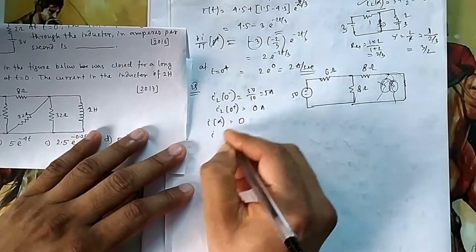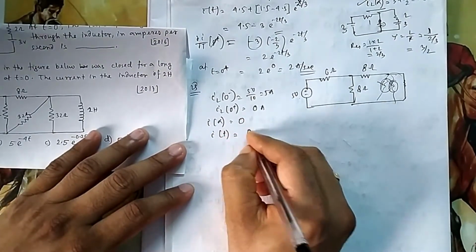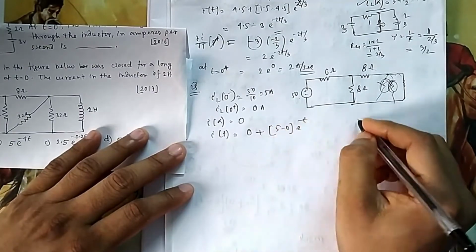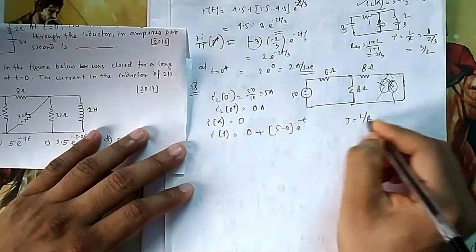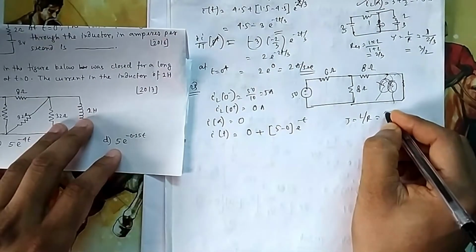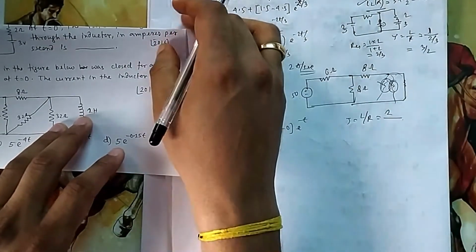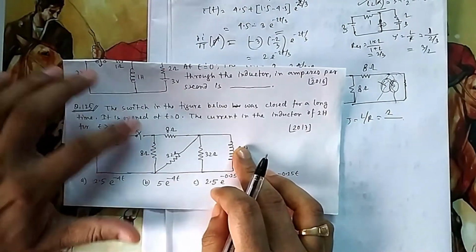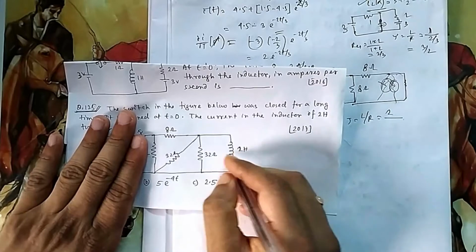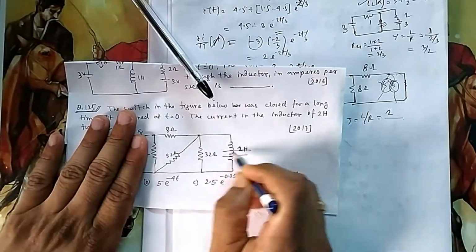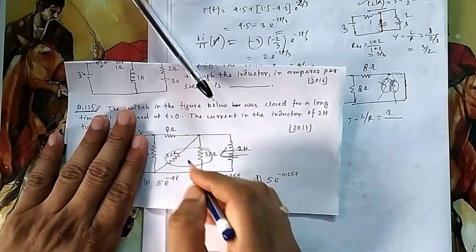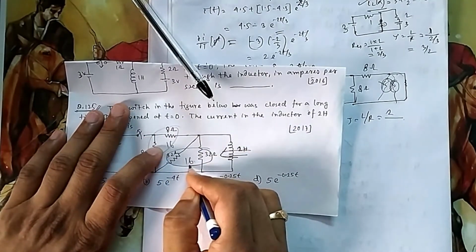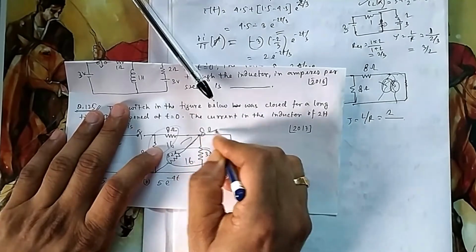So if you write the expression now, final is 0 plus initial is 5 minus 0 e to the power minus t by tau, where tau is L by R. L is your 1 or 2. So L by R. What is your R? What is the time constant? When it is open, there is no branch. So if you look from this side, these two will be in parallel, that is 16, and these two will be in series, that is 16. Again 16 is parallel, so final answer is 8. So you will get 8 ohm.